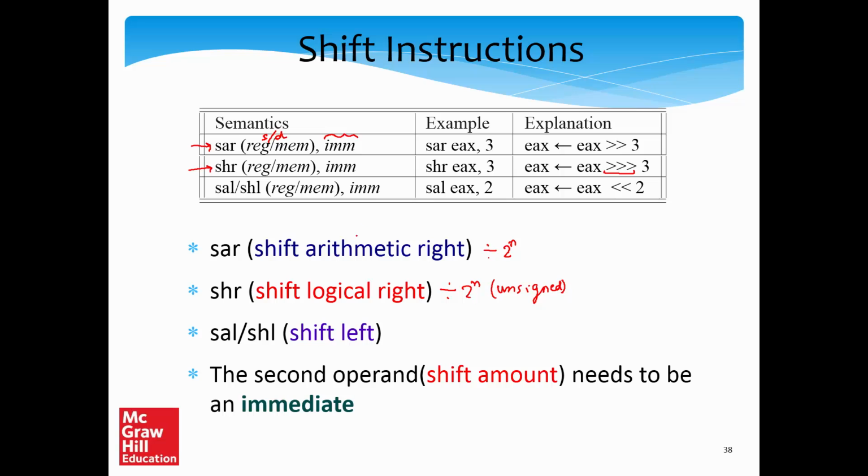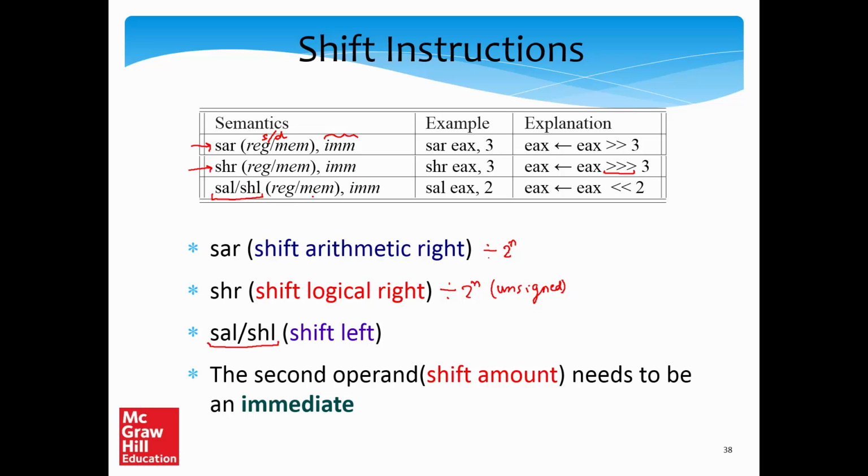Alright. Then the shift left instruction does not have an arithmetic and logical counterpart. It is only one instruction. The one instruction has actually two codes and both of them are equivalent, SAL and SHL. Essentially they're the same instruction, so arithmetic left and logical left are the same. So the same instruction, SAL or SHL.